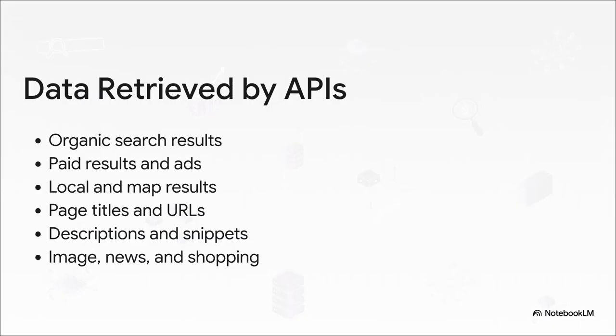And just look at the sheer wealth of raw data you can instantly unlock with a single API call. We aren't just talking about your standard 10 blue organic links anymore. You can pull paid results to see exactly what your competitors are spending ad money on. You can grab highly specific local and map results, page titles, detailed snippets, and even specialized vertical searches like image, news, and shopping results. It is, for sure, an absolute goldmine of structured data.